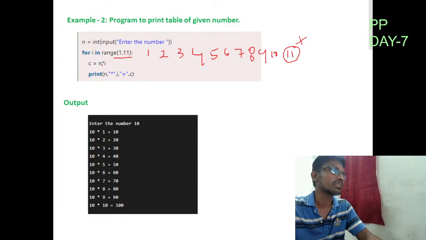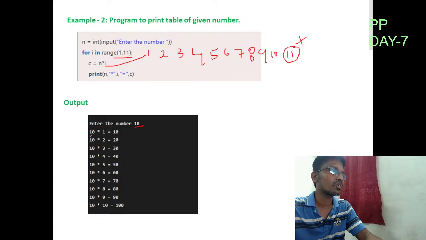Now c = n * i. That means whatever value I read from the keyboard will be substituted in place of n, times i. What is the i value here? It will collect the first value from the range, that is 1. For example, I am giving the number 10. Then I got 10 into 1, that is equal to 10.